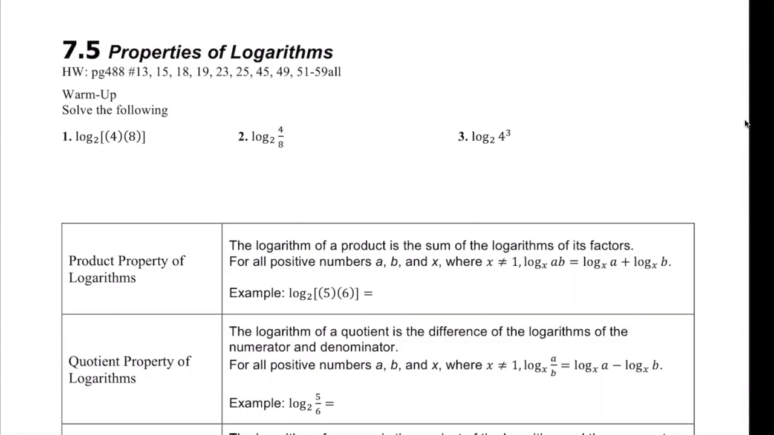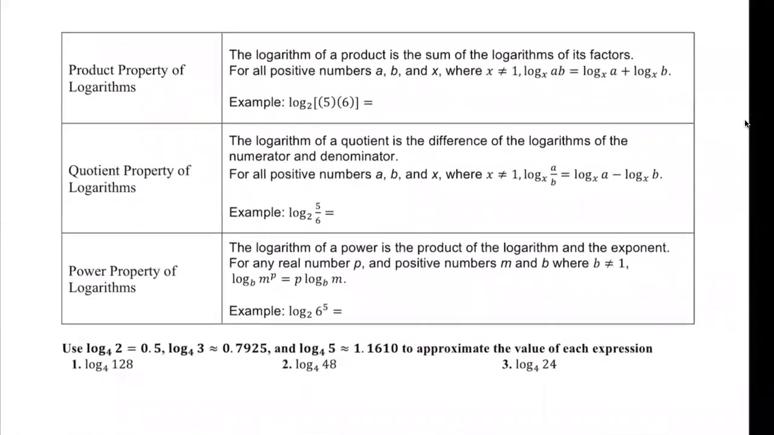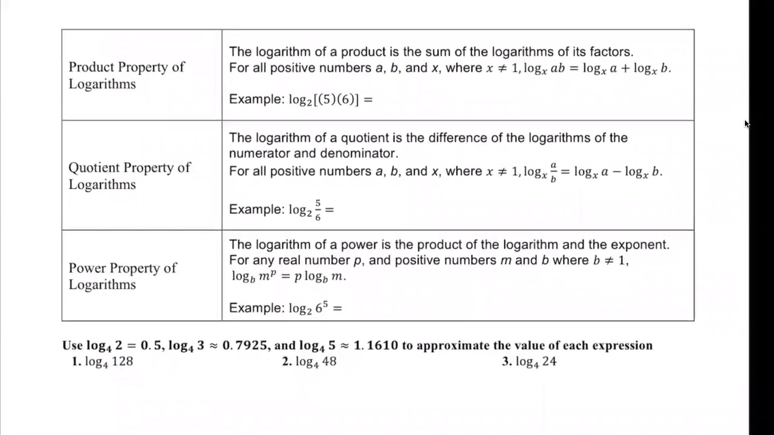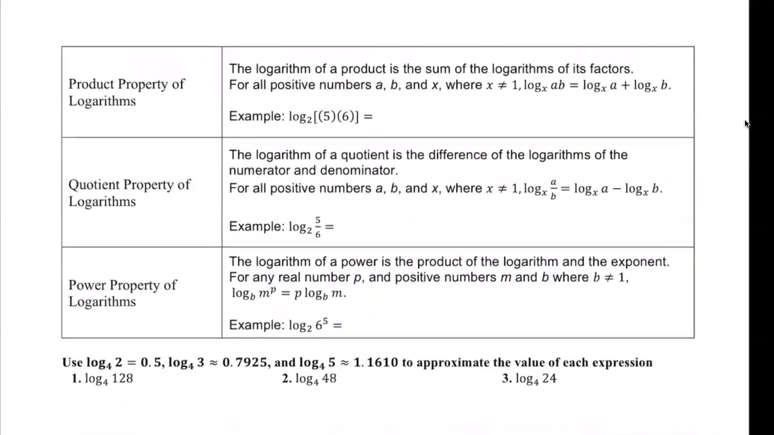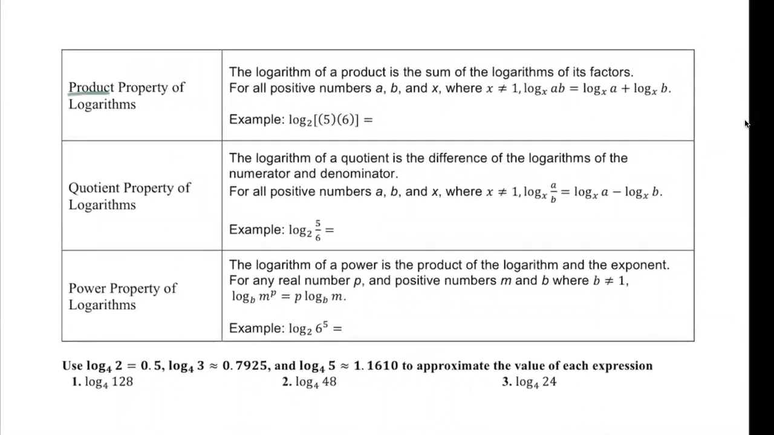All right, so today's lesson we are basically going over 3 properties of logarithms as you see right here. And then we'll be kind of experimenting and playing around with these properties. Okay, so the first one is the product property of logarithms, the product property of logarithms.